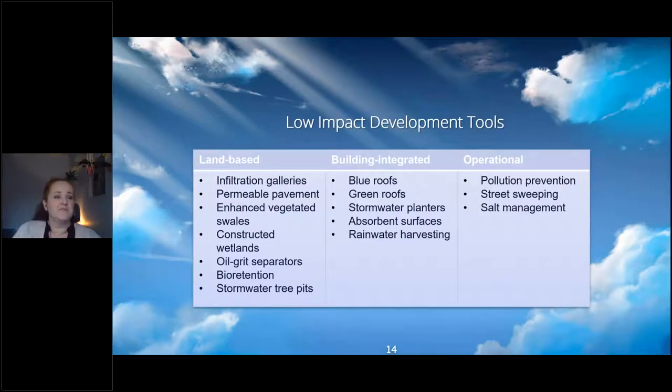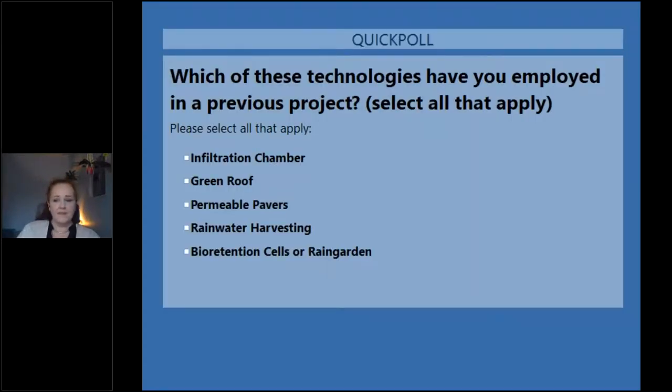So here are the different tools, and as I said at the top, I've outlined three different categories of tools in our toolkit here. We've got the land-based and the building integrated. Can we run poll three, please, and hear which of these technologies have participants used previously? Okay, the poll is live, and we will close it once we see responses dropping off.